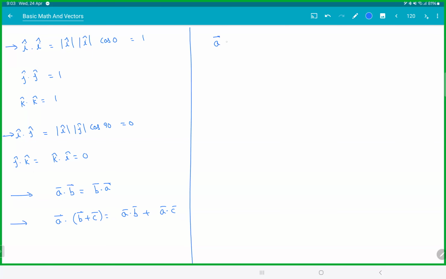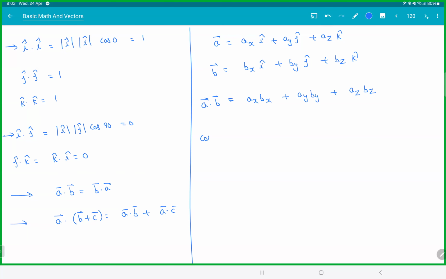If someone gives you two vectors, A bar, which is AX i cap, AY j cap, and AZ k cap, and the second vector is BX i cap, BY j cap, and BZ k cap. If someone asks you A bar dot B bar, literally what you're doing is multiplying, getting it? You're multiplying this with this, this with this, this with this. And just now we saw that like vectors will multiply. So this will become AX into BX, this will become AY into BY, and all other unlike terms will become 0, and AZ into BZ.